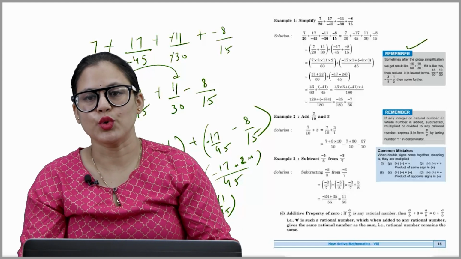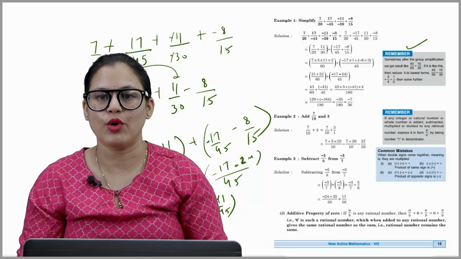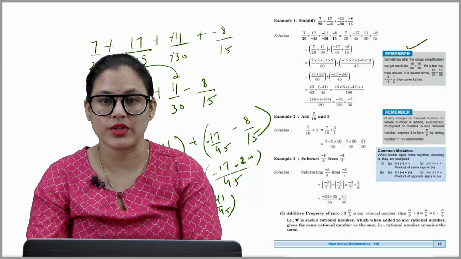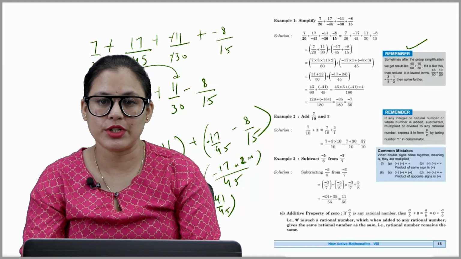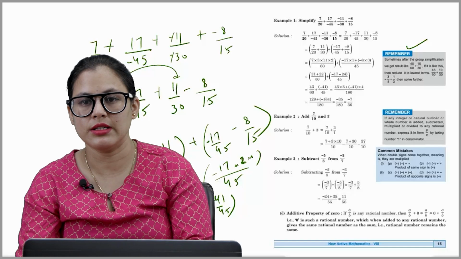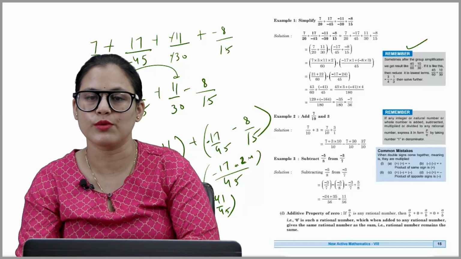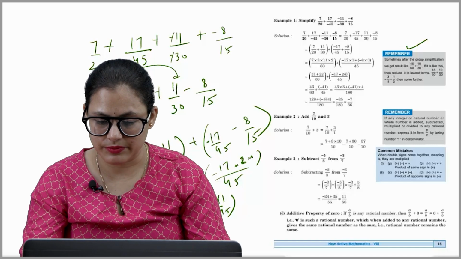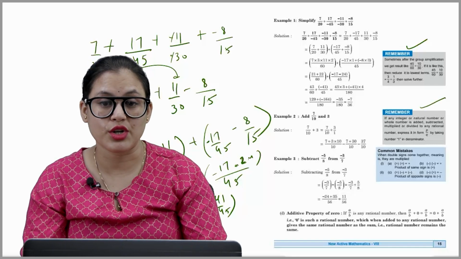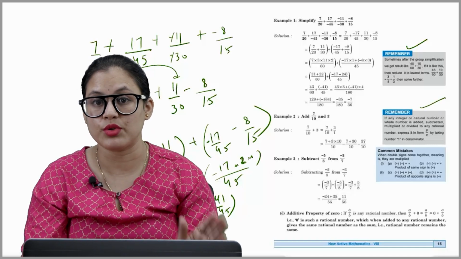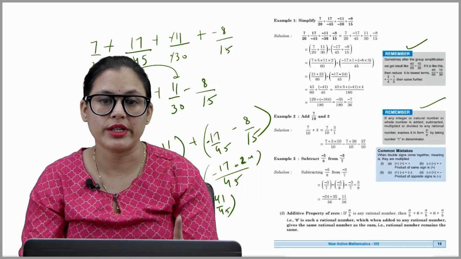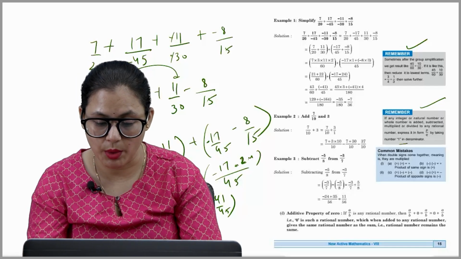Remember, sometimes after the group simplification we get a result like 45 by 60 plus 10 by 30, as we did in this example. If it is like this, then reduce it to its lowest term: 45 by 60 plus 10 by 30 is equal to 3 by 4 plus 1 by 3, then solve further. And next, remember, if any integer, natural number or whole number is added, subtracted, multiplied or divided to any rational number, express it in the form p by q by taking the number 1 in the denominator.